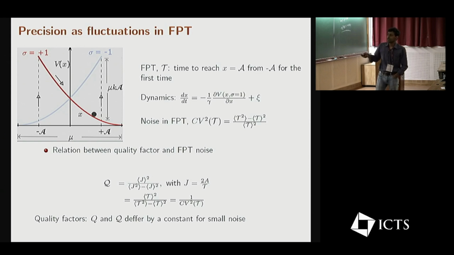Actually, you can quantify this with an alternative definition of the quality factor, that is the fluctuation in current, where current is one over the time it takes, which is the first passage time. At small noise, it turns out to be 1 over CV squared. So Q and the first passage noise, which is the relative fluctuation in time, are inversely proportional, and this is true only for small noise.